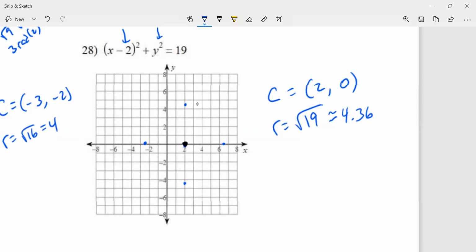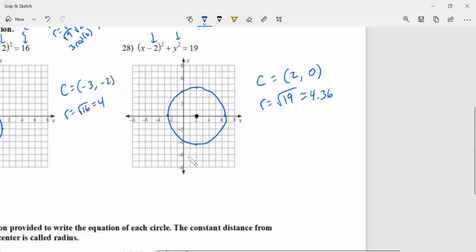So when it's not a perfect square, I'm not going to be perfect. I'm going to be a little bit off. Let me draw my circle. And there.